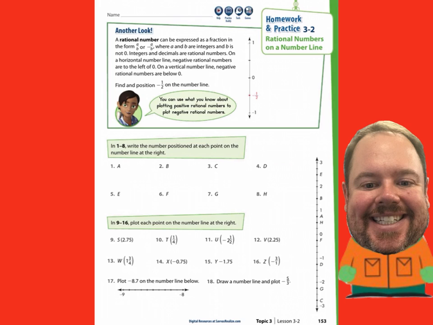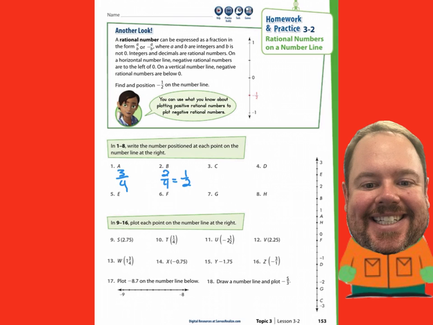So if I'm looking at A, it's between 0 and 1. So it's going to be positive 1/4, 2/4, 3/4. So A is going to be at 3/4. When I look at B, B is right here, and it's between 1 and 2, and it's 1/4, 2/4. So B is going to be 1 and 2/4, which is equivalent to 1 and 1/2.